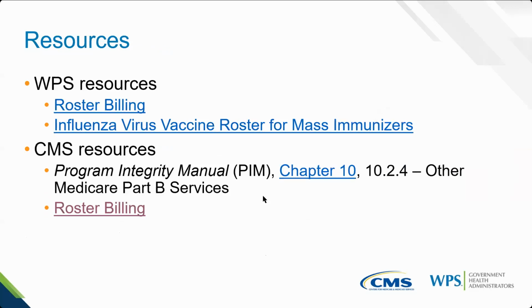Before I check in with Ellen with questions to wrap up, I just want to show you the resources that we've provided today. We did provide a couple of web articles that we looked at. I also included the reference in the Program Integrity Manual, also referred to as the PIM, Chapter 10. And Chapter 10 is all things provider enrollment, and Section 10.2.4, other Medicare Part B services, includes mass immunization roster biller enrollments so that you have some additional information available to you there if you'd like.